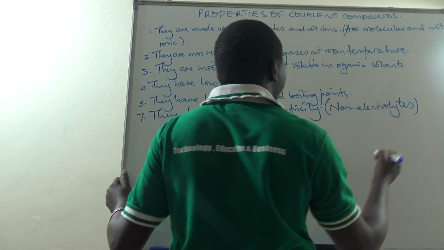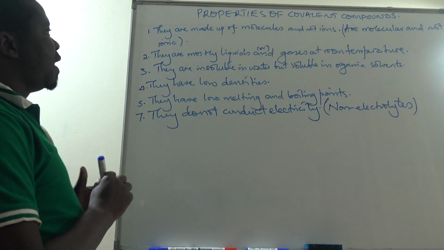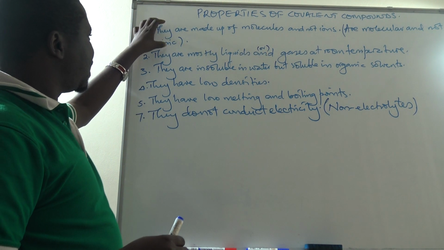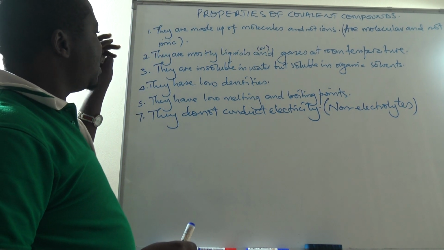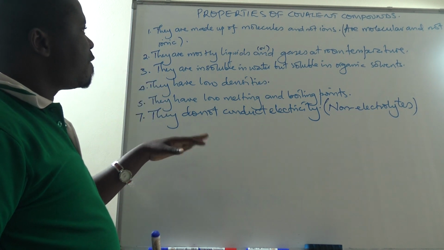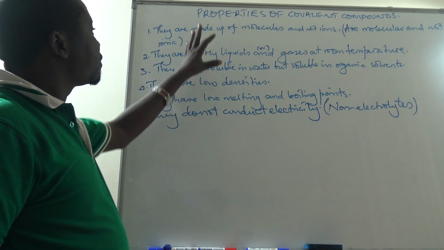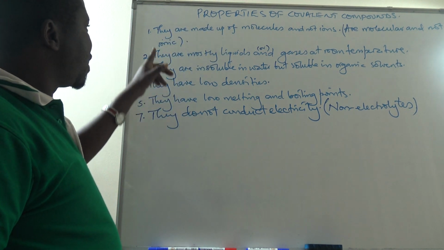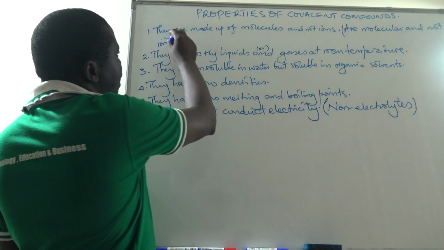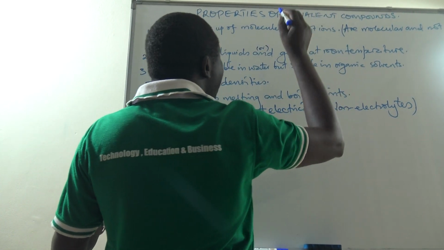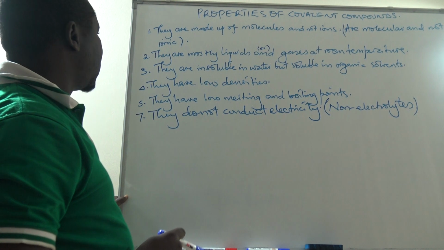So these are the characteristics or the properties of covalent compounds. We need to master these characteristics very well, so that in case you are given any data, you can be able to identify a covalent compound out of the substances you have been given, basing on the properties that, one, they are made up of molecules and not ions. You don't find ions in covalent compounds.